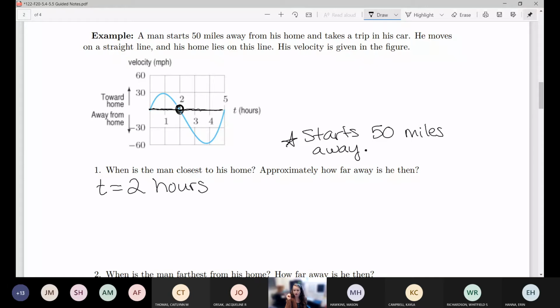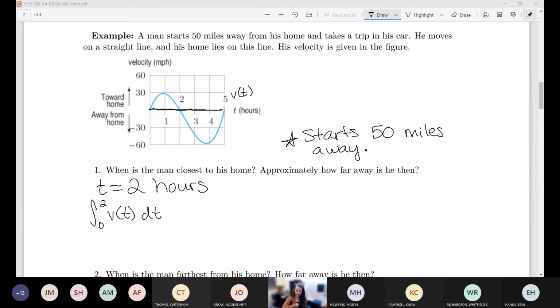So now we need to figure out how far away he was at that point. He starts 50 miles away, so we essentially need to know how far he traveled in those 2 hours. Well, since we're given a velocity curve, if we were able to find the integral from 0 to 2 of, I'm going to call it v of t, I don't think it was given a name, we'd be able to figure out how far he traveled towards his house.